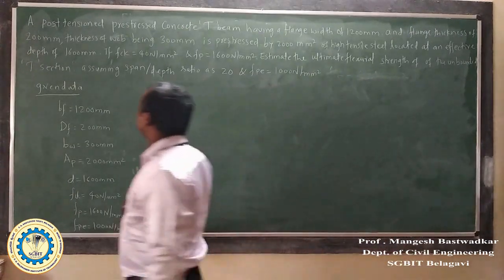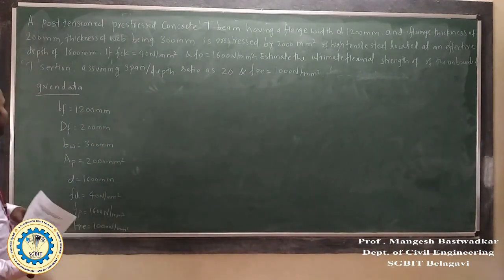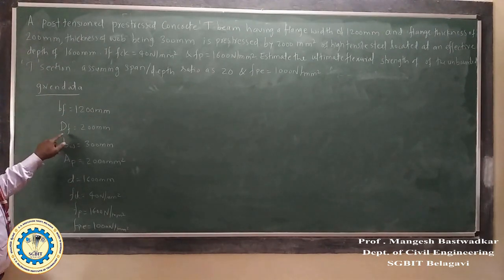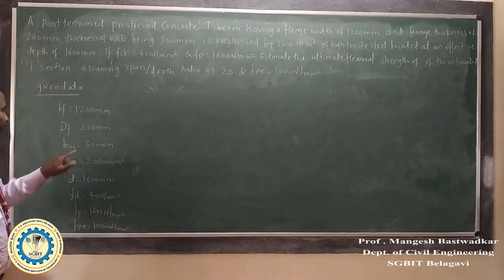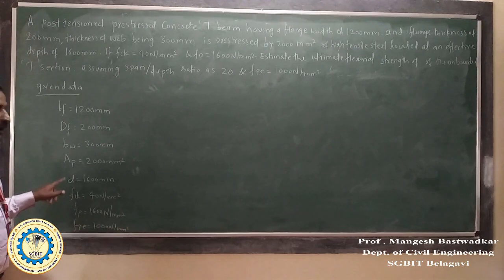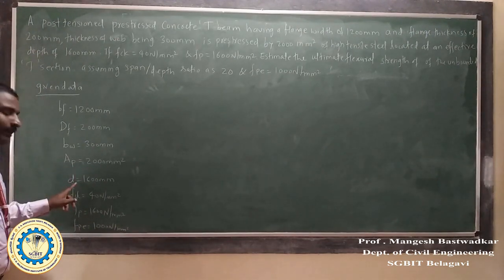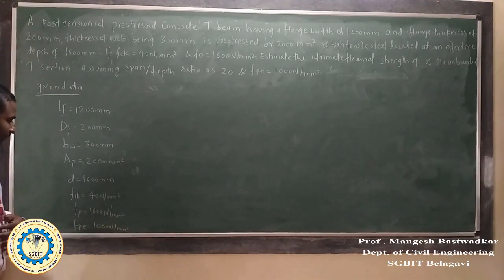So here these are the given data written here. The width of the flange BF is 1200 mm. Then the thickness of the flange DF is 200 mm. Then width of the rib or web, it is 300 mm. AP, area of pre-stressing steel, 2000 mm square. Then effective depth is given 1600 mm. FCK is 40 Newton per mm square.